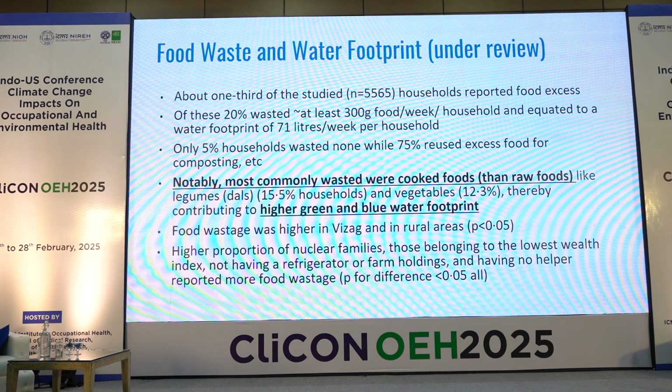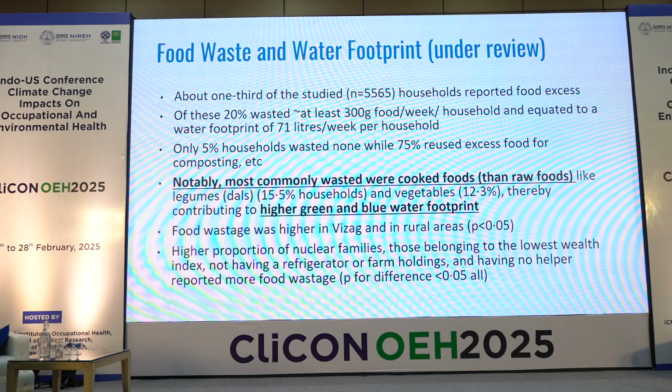So about 1/3 of the people studied, of around 12,000 people, reported food excess. Of these, 20% wasted at least 300 grams of food per week per household, which equated to almost 71 liters of water per household. So food wastage is one of the major sources of water wastage. And only 5% of households wasted none, while 75% reused excess food for composting, etc.